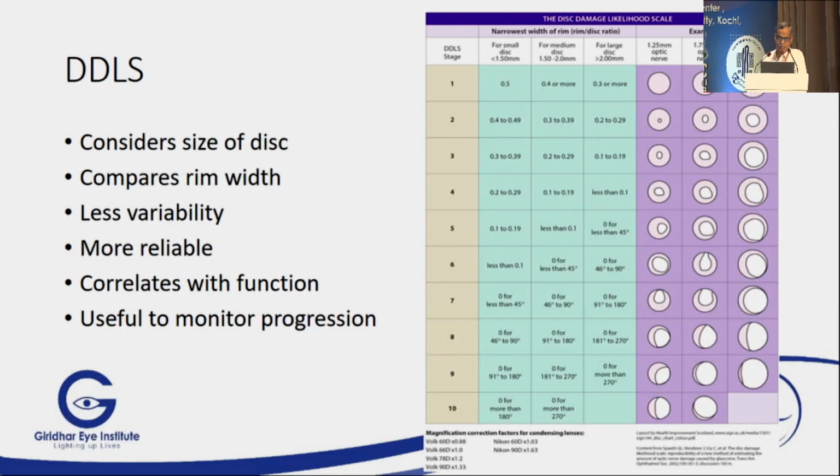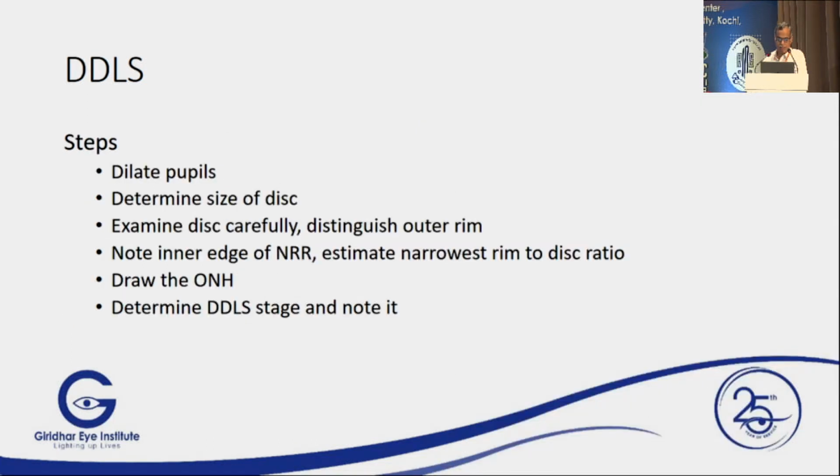Coming to the disc damage likelihood score, this was introduced by Spaeth et al. to grade discs into different stages. It considers the size of the disc as small, medium, and large, and it compares the rim width rather than the cup size. If you are really grading them, you have less variability, and this becomes very reliable. It correlates with function and is useful to monitor progression.